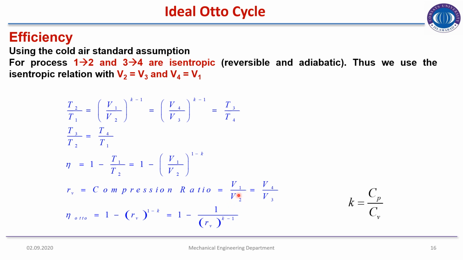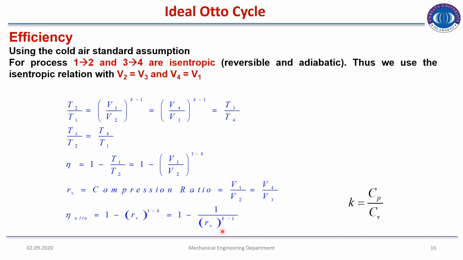and we know that the formula for compression ratio is Vmax over Vmin, maximum volume over minimum volume. At constant volume processes, the ratio V1 over V2 is equal to V4 over V3. The efficiency of the ideal Otto cycle is equal to 1 minus RV power 1 minus K. Here V1 over V2 is the compression ratio, so we have replaced the volume ratio with the compression ratio.